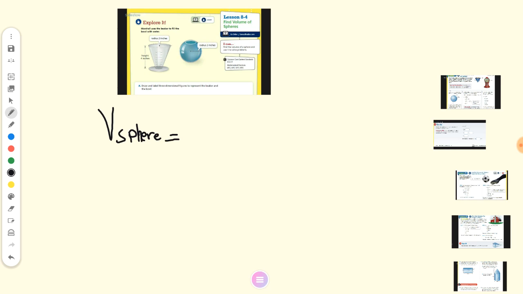equals 4 over 3 pi r cubed. So we don't need any height, we don't need anything. We just need the radius. If you found the radius, you can get it.